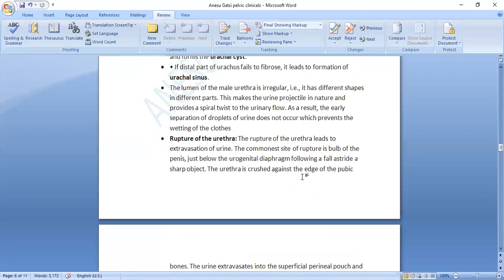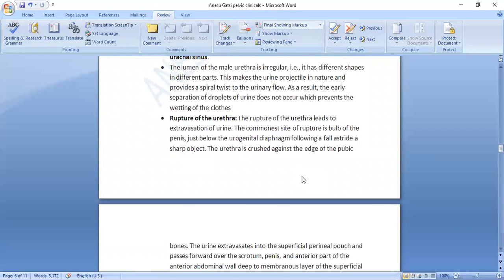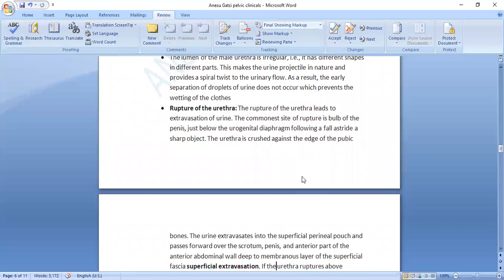Then we have rupture of the urethra. For rupture of the urethra, you may have superficial extravasation or deep extravasation, but the urogenital diaphragm will be your surface landmark to delineate these two, right? A common site of rupture will be the bulb of the penis, right? That is just below the urogenital diaphragm. So you may then have urine extravasating into the superficial perineal pouch, the scrotum, the penis, and the anterior part of the abdominal wall. This is what we call superficial extravasation.